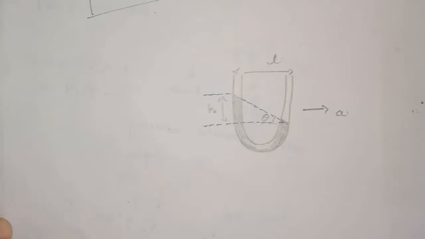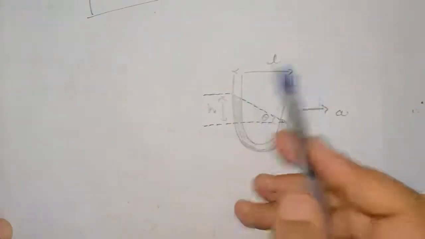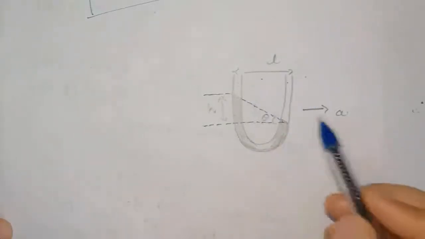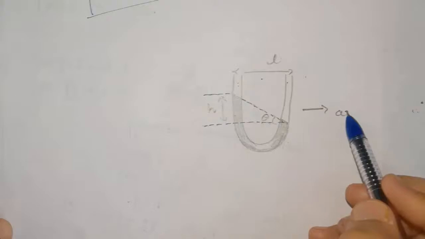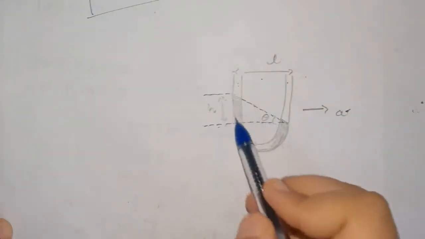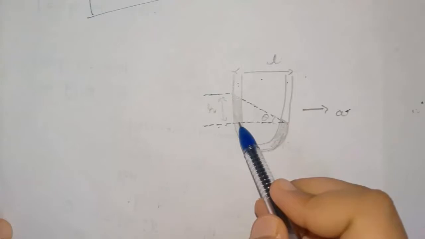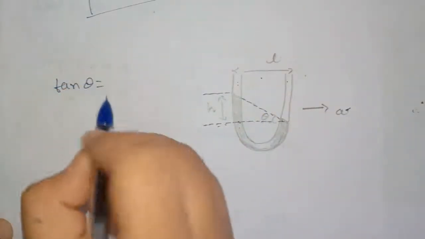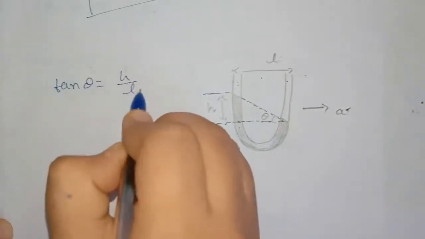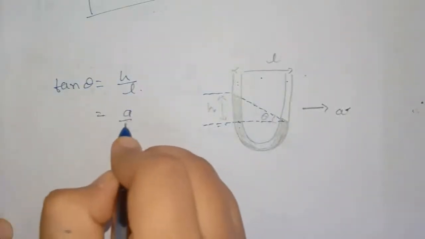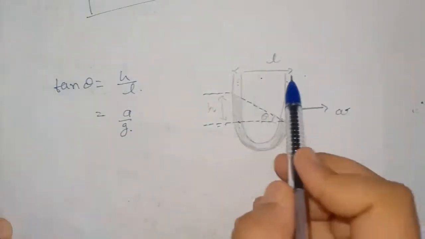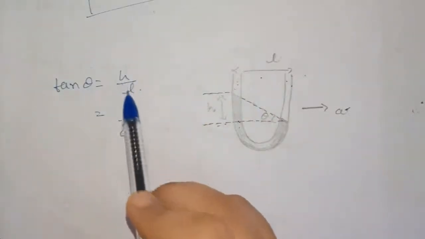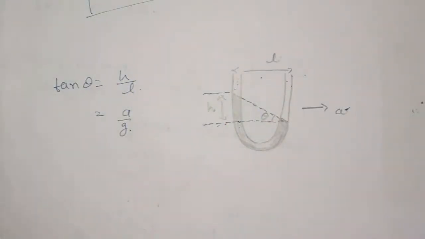Now in this case, a U-tube is moving. The distance between two arms is L. It is moving horizontally with acceleration a. The height difference between two levels in the two arms is h. From this we can write tan theta is equal to h by L, and that is equal to a by g. Given the distance between two arms, we can find the height difference between the levels.